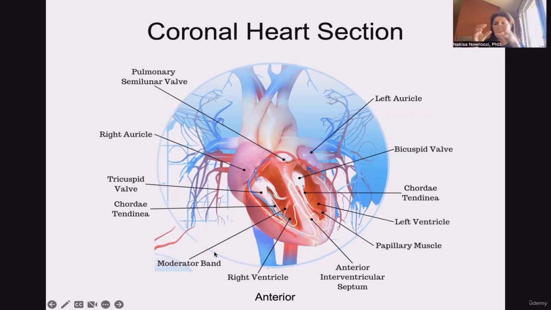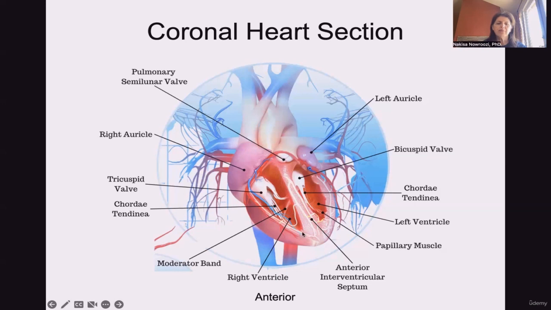Moderator band is there because the outer layer muscle of the right side is actually very skinny, and that moderator band, when it gets too distended with the blood, can bring the wall back to its normal size.